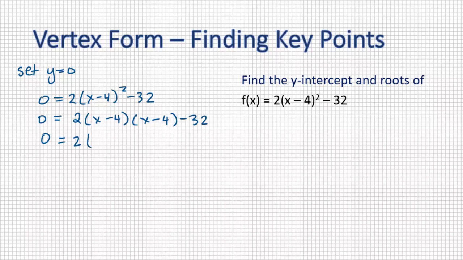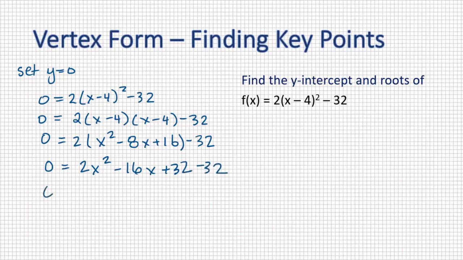I'll multiply the binomials first, and then multiply the product by 2. I've skipped a step here and added the middle like terms of negative 4x and negative 4x to give negative 8x. Using distributive property now, we get 2x squared minus 16x plus 32. And we still have that negative 32 hanging off the end. The 32's will cancel, so we get 2x squared minus 16x.